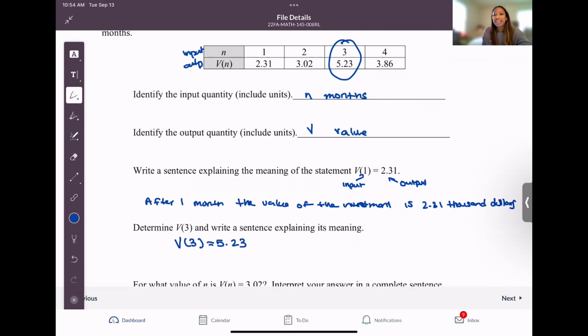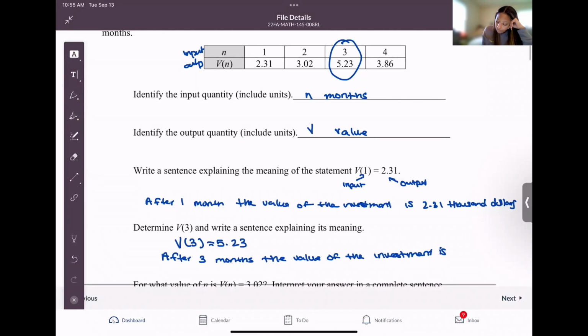Now the fun part. What does this mean? This means that after 3 months, the value of the investment is $5,230. You can write it as either $5.23 thousand, using a dollar sign, or you can write it as $5,230. Either way.